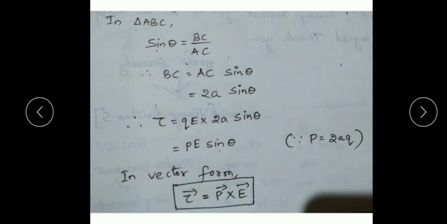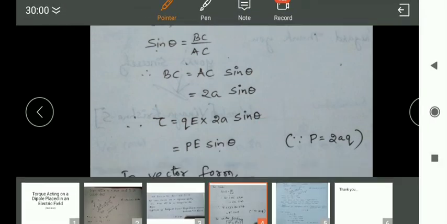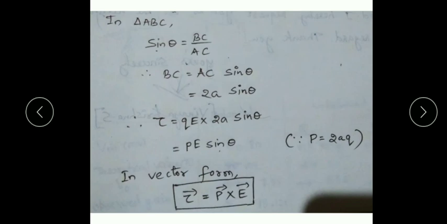Therefore, in vector form, finally, you'll have vector tau equals vector P cross vector E. Why is it cross? This torque is the cross product of dipole moment and electric field. P cross E. Tau equals P cross E. Why it is cross means we have sine theta here. A cross B is AB sine theta, right? Similarly, P cross E is PE sine theta. That is what you call torque.